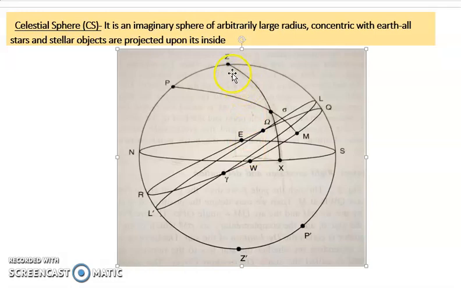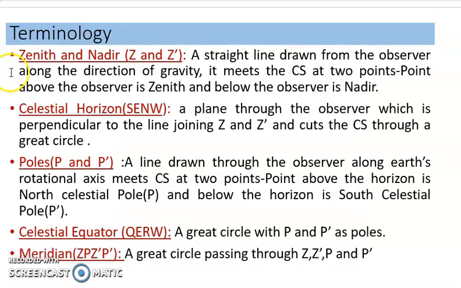And we can go to various points marked here. Consider a pair of points Z and Z dash, one above the observer, Z, and the other below the observer, Z dash. They are called zenith and nadir. Zenith and nadir are obtained by drawing a straight line along the direction of gravity. Then the line meets the celestial sphere at 2 points. They are zenith and nadir, respectively above and below the observer.